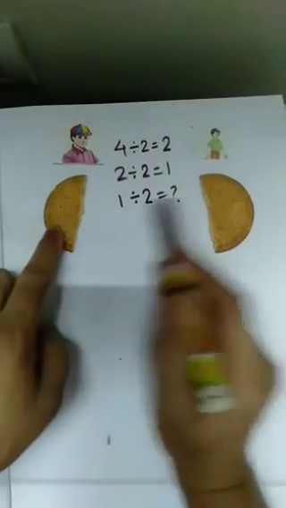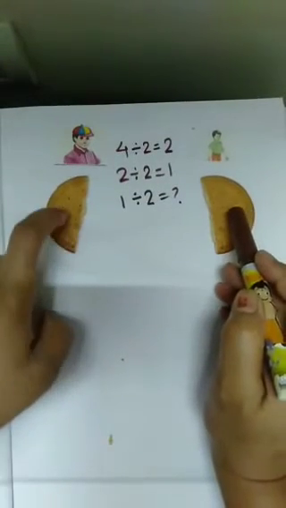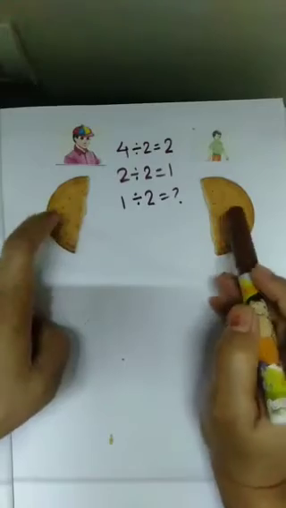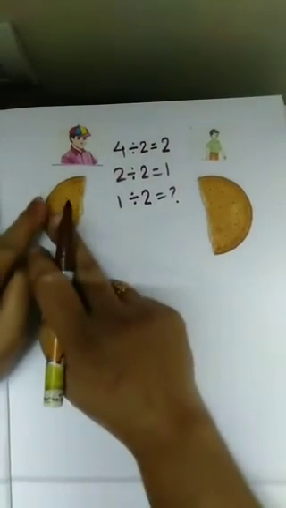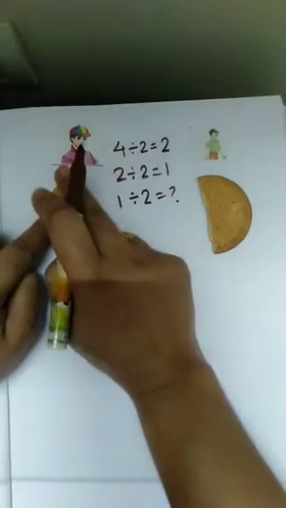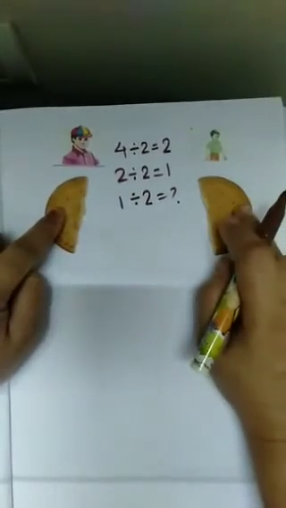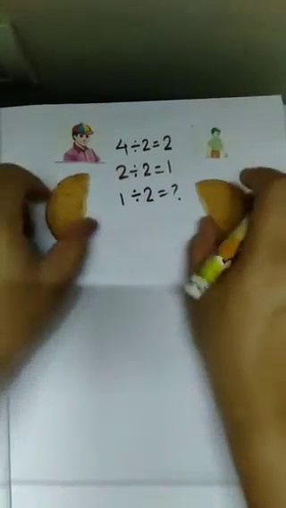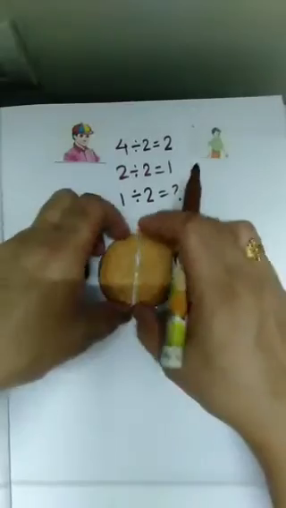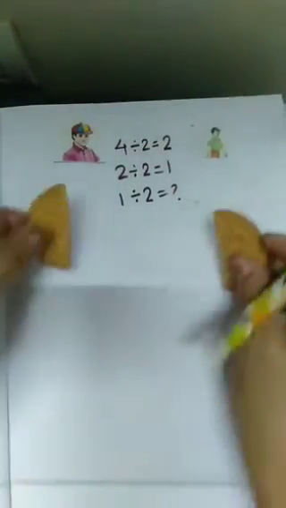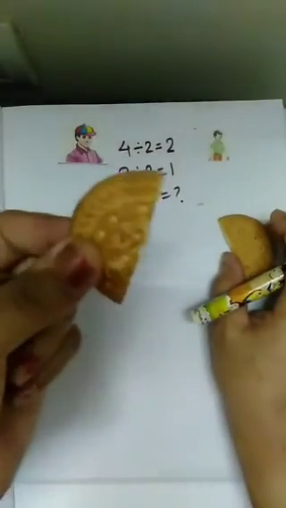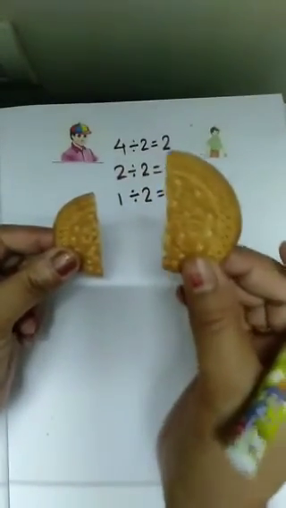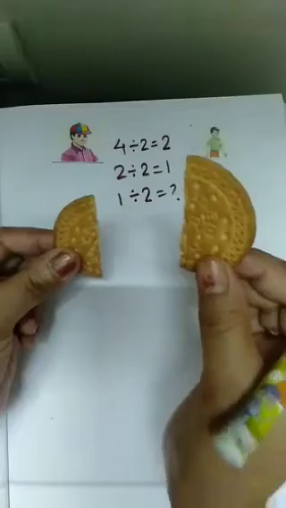So how do we write this part in mathematics? See here, this is the 1 part and this is the other part out of 2. How many parts does this 1 biscuit have? Yes, 2. So this is called a fraction. This is the fraction of 1 biscuit. This is the other fraction of the same biscuit.